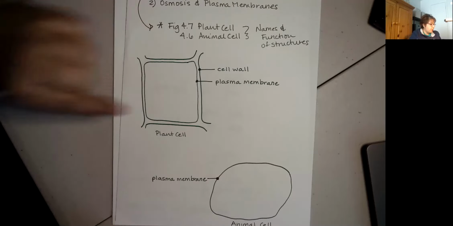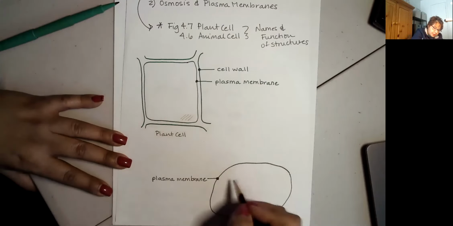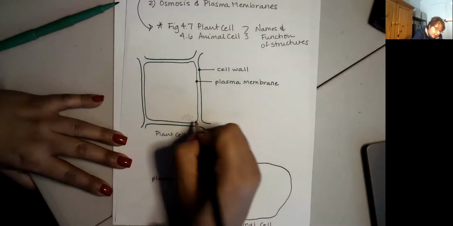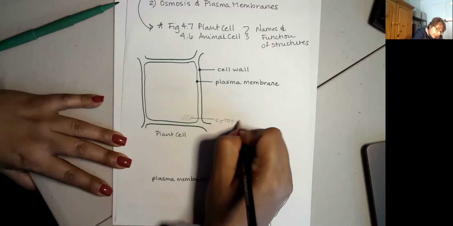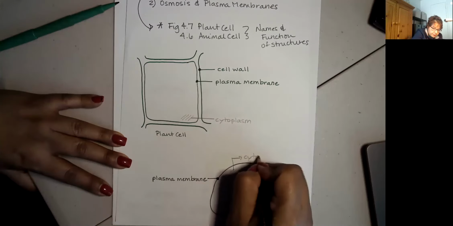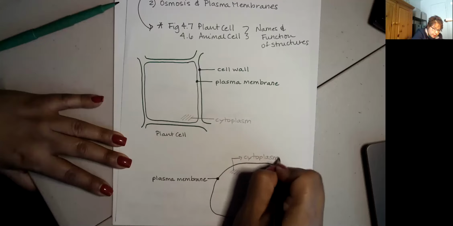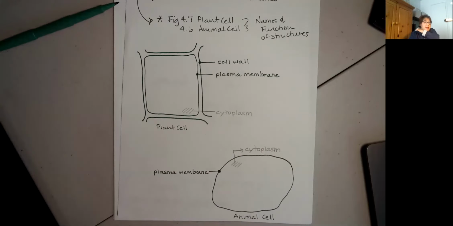Now, filling up both cells, they both have this watery gel stuff, which I'm just going to draw as some lines here. They both contain cytoplasm, which is that watery gel that fills up the interior of cells. So they both contain cytoplasm.